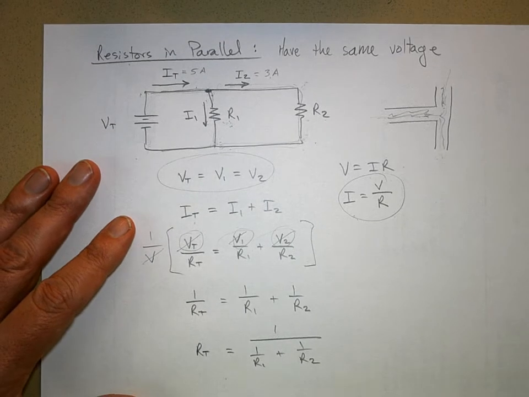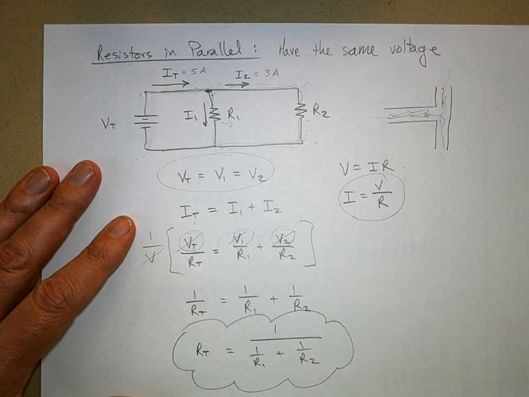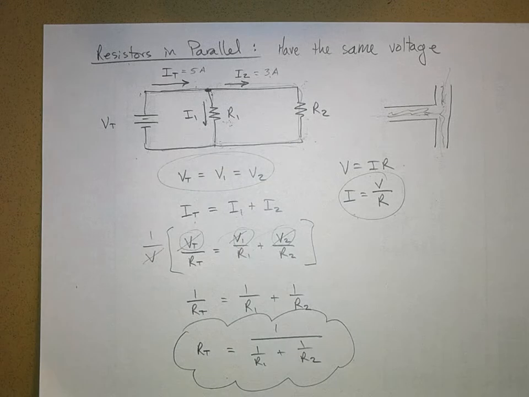And this is the expression for finding the total resistance of a bunch of resistors in parallel. Right here. And it's not as hard as it looks, especially if you do it on a calculator. You know that 1 over x button on your calculator, the reciprocal button, you'll have to use that.